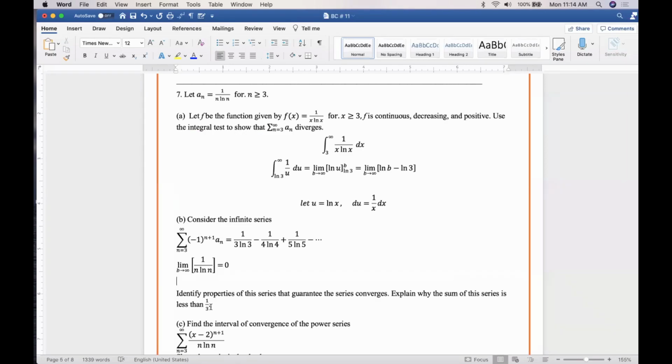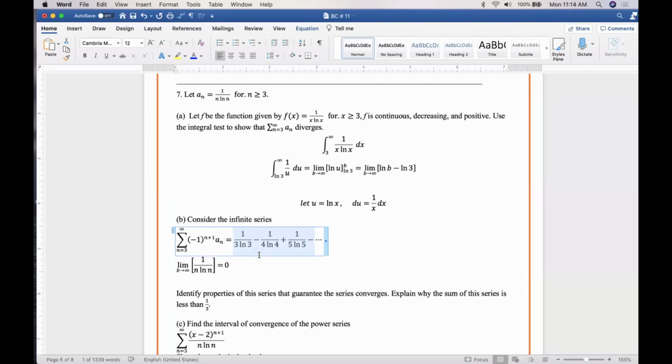Now the more difficult question is to explain why the sum of the series is less than 1/3. What do you notice here? That I cannot find the sum of this. No one can. Anybody can? This is not geometric, so I cannot find the sum of this series. What can I do? I can find a partial sum.